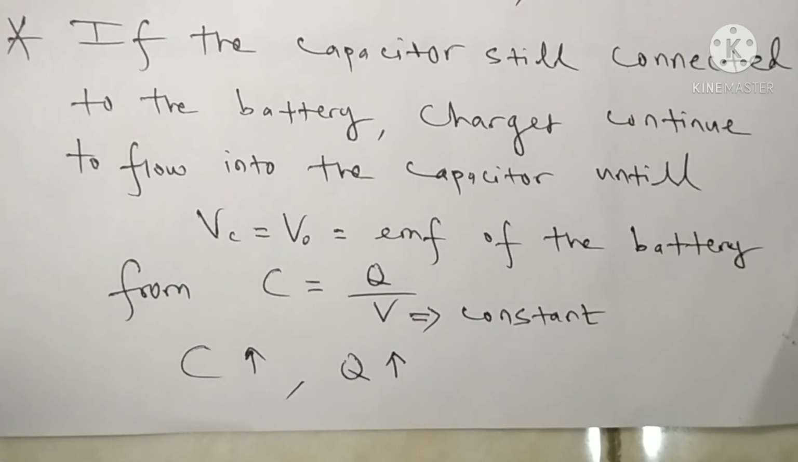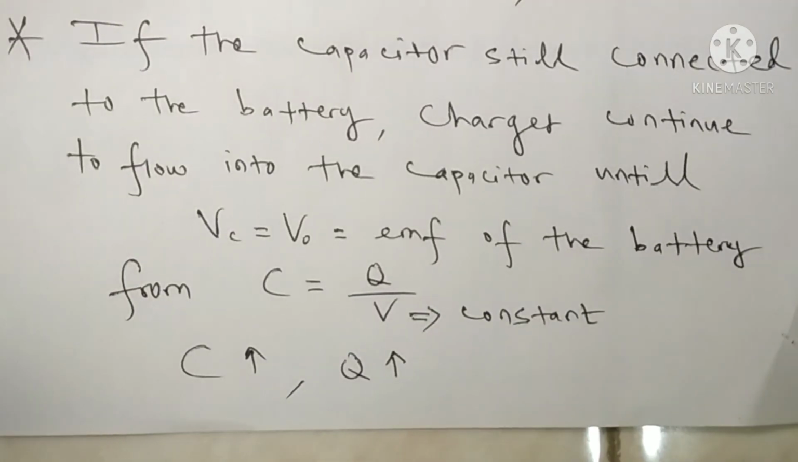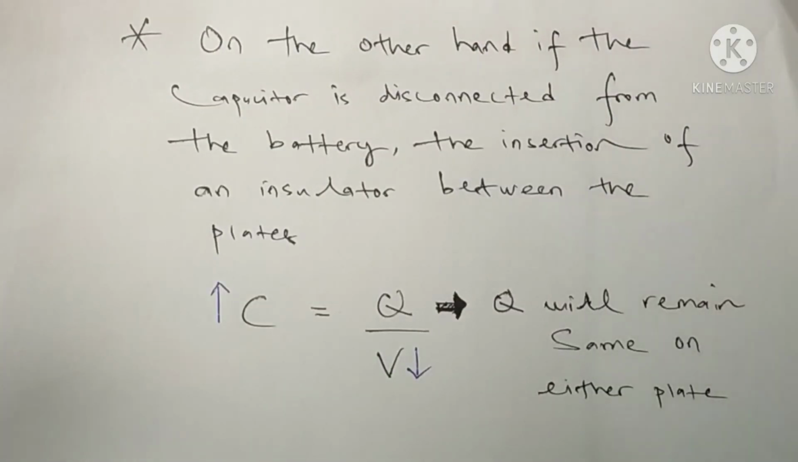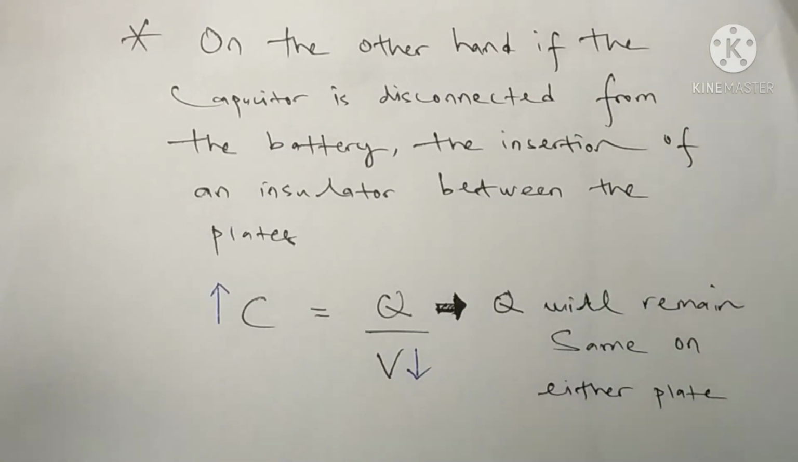If the capacitor is still connected to the battery, charges continue to flow into the capacitor until the potential difference across the capacitor is equal to V naught, the EMF of the battery. From C equals Q over V, V remains constant, so C increases and Q increases as well. On the other hand, if the capacitor is disconnected from the battery, the insertion of an insulator between the plates will increase the capacitance of the capacitor and decrease the potential difference across it, where Q will remain the same on either plate.